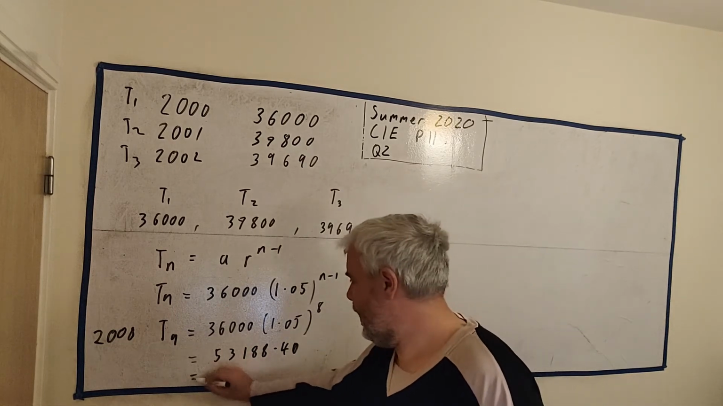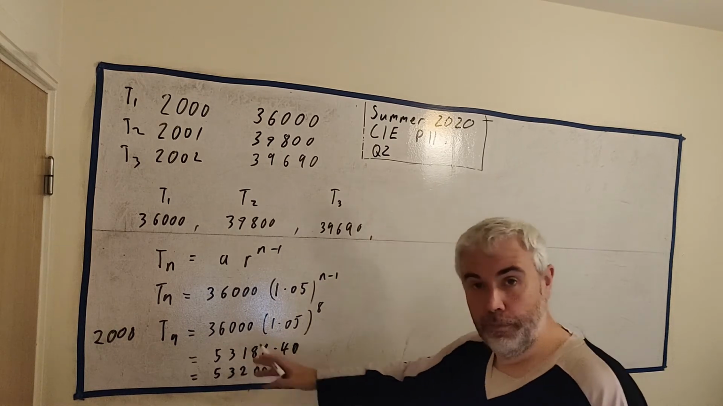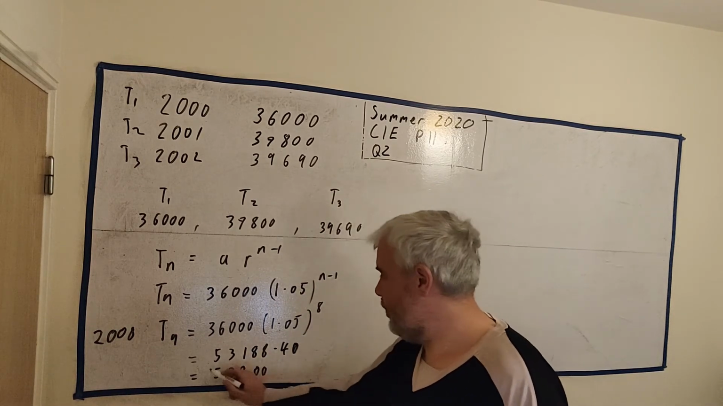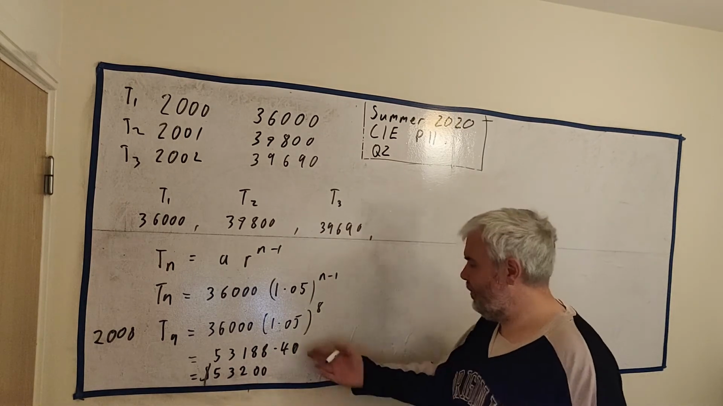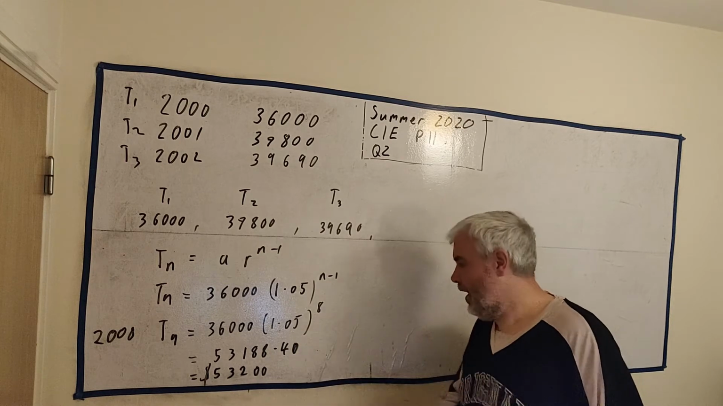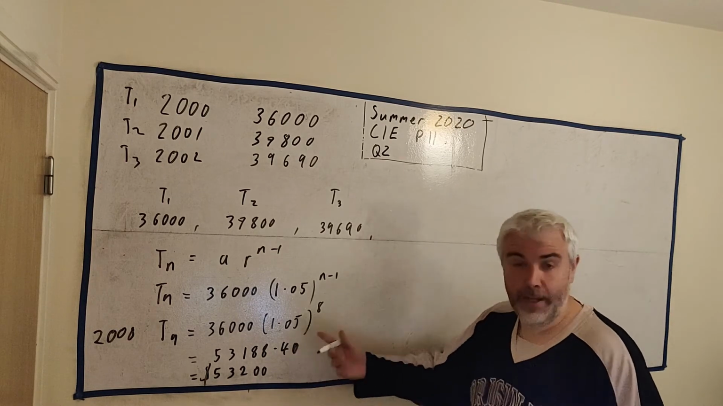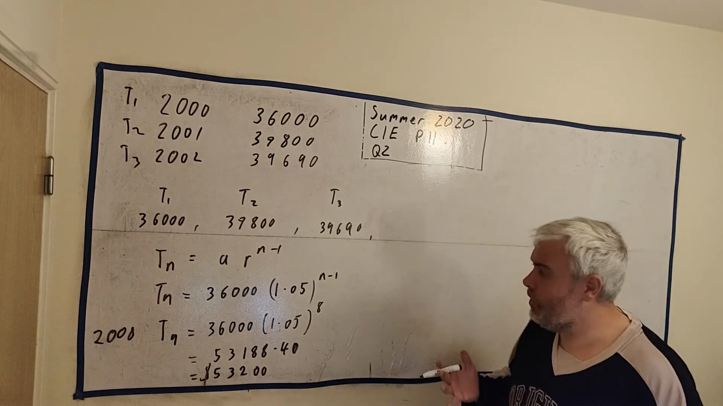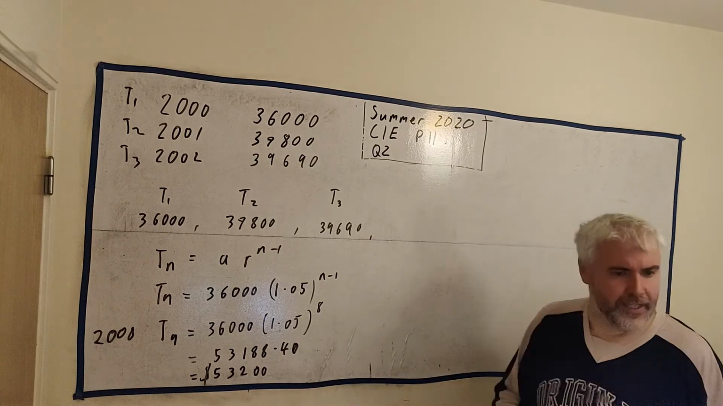So I guess another answer could be 53,200, rounded to 3 significant figures. That's dollars. So this is, I believe, the answer they give in the marking scheme, but they'll accept this as well. If you get more decimal places, I don't think they would, but when money's involved, they'll go ahead and accept down to the cent. Okay, that is part A.